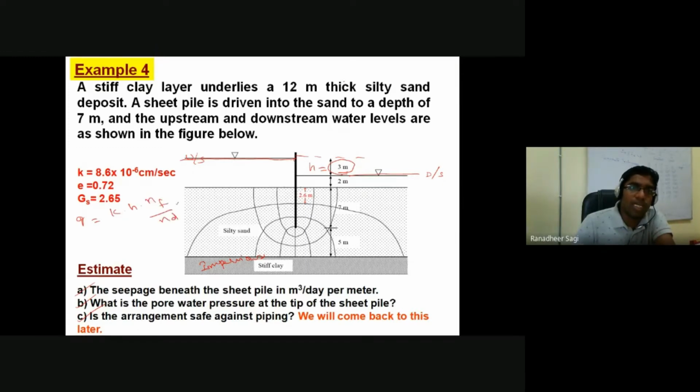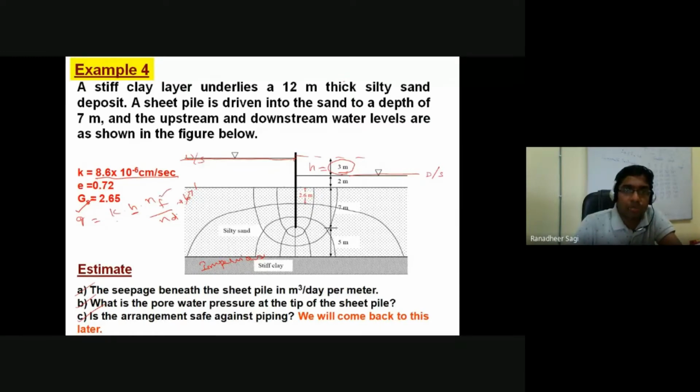I'm not multiplying by B because it's already said that in the direction of the sheet pile, every 1 meter length is what I need to consider. So I need not multiply by small b, because b is given as 1 meter. Go back to the previous class, where we talked about the set of equations to calculate Q depending on what is asked in the problem. The K value of the silty sand is given, which is 8.6 into 10 to the power of -6 centimeters per second. And H, the total head difference between upstream and downstream, is known.